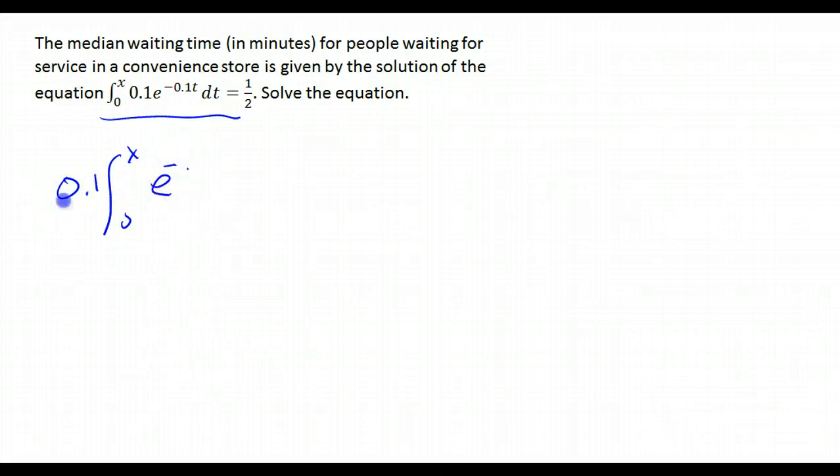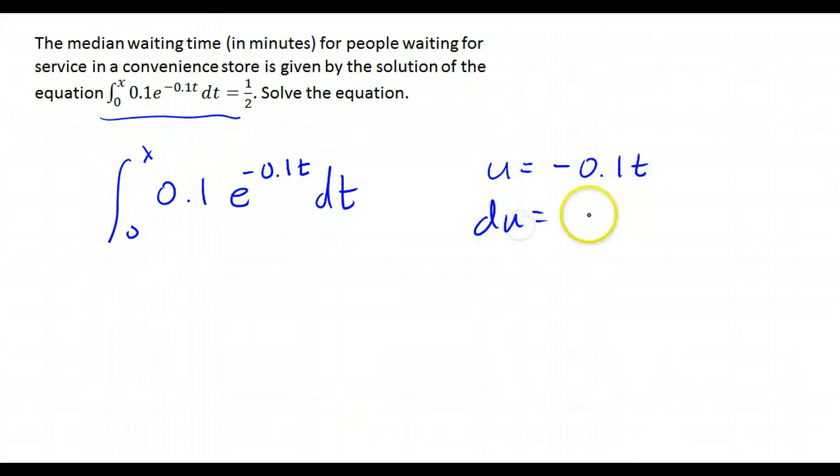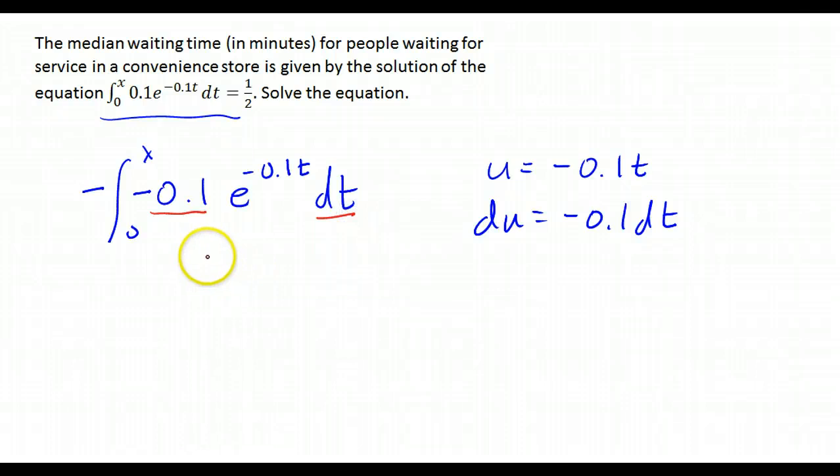We're going to do the integral from 0 to x of 0.1 e to the negative 0.1 t dt. Okay, so I'm going to let u equal the exponent, which means that du is negative 0.1 dt. So you see why I left that 0.1 inside? Because all I have to do now is make that a negative and then make it a negative outside. And negative 0.1 dt is du.